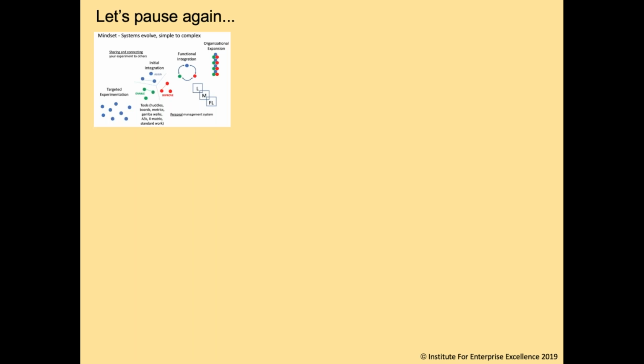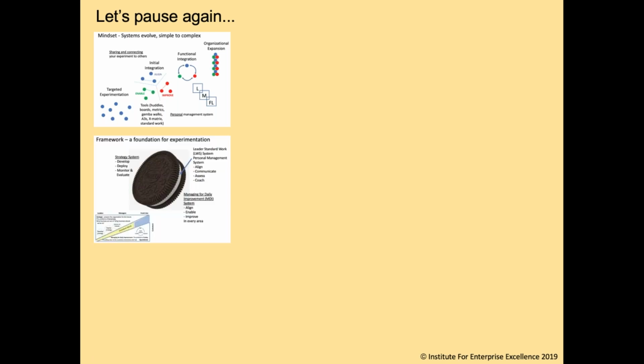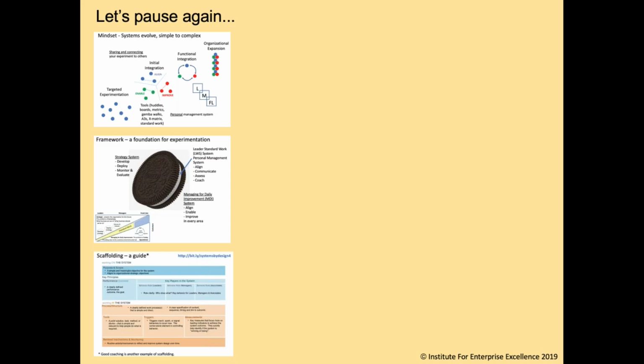So I talked about the mindset. Think about being a gardener and not being a mechanic. And I took a little sidebar on the reason why we fall into the trap of trying to push tools onto people or treating it like a machine. The framework, just using the two triangles and the slice in the middle, or the Oreo cookie, if you want to think about that. And then the scaffolding.